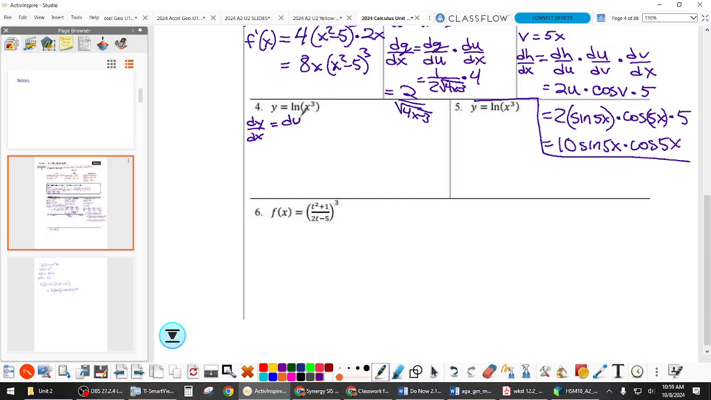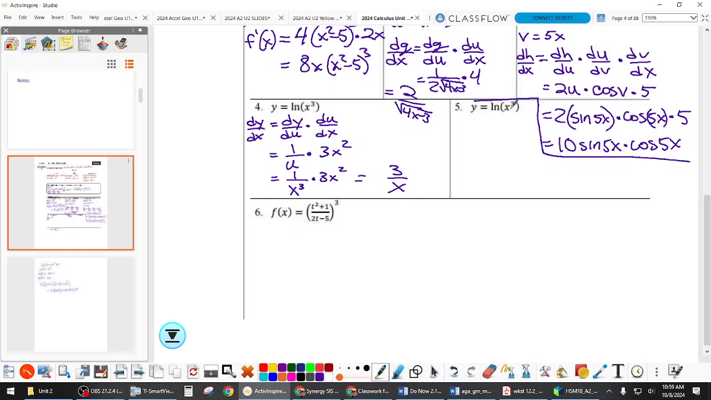Is dy du times du dx. What is, so this is the derivative of natural log, which is what? 1 over u times, now du dx is x cubed, so 3x squared. So this is 1 over x cubed times 3x squared, which is just 3 over x. How'd that go doing it that way?